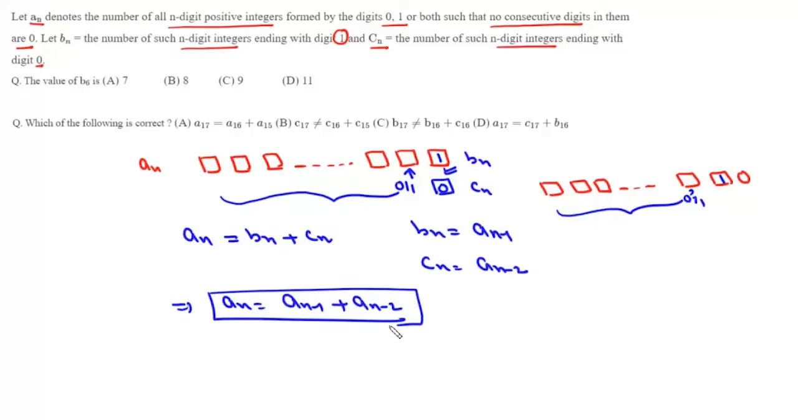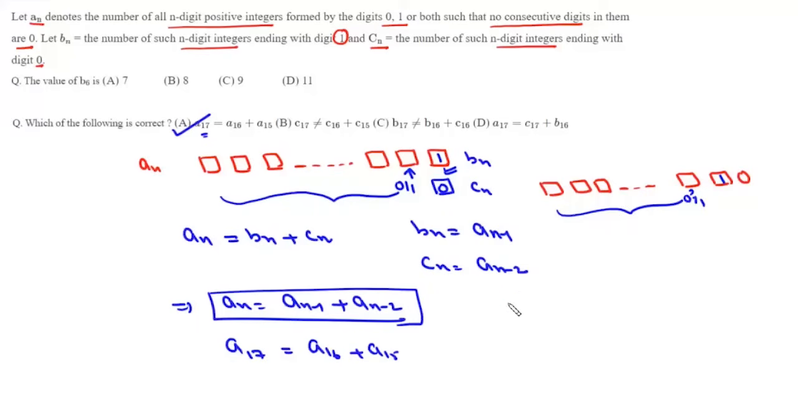So from here we can write An equals An minus 1 plus An minus 2, which is the recursive relation for this expression. Now if we look at the second question, then if we put n as 17, we can write A17 will be equal to A16 plus A15. That means this option A is correct.